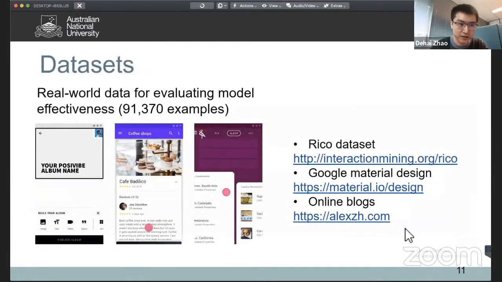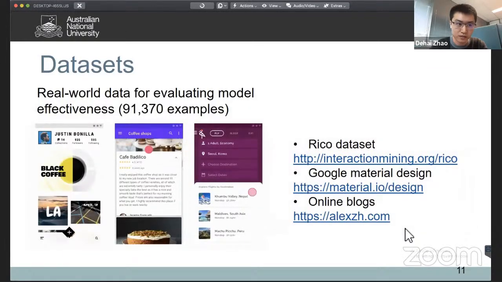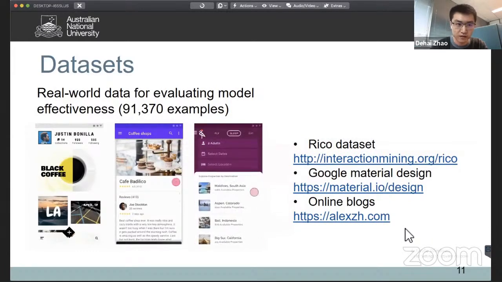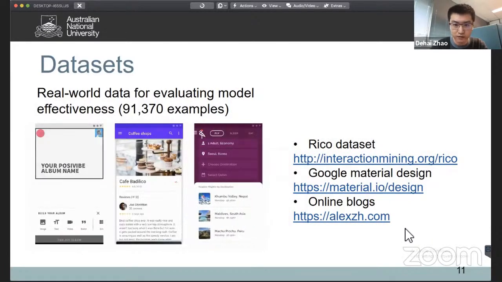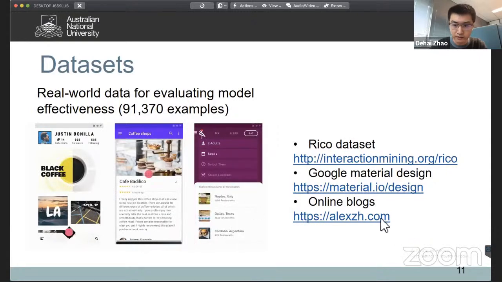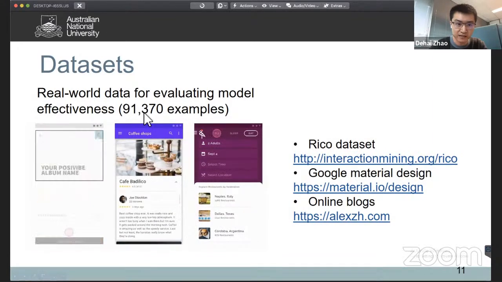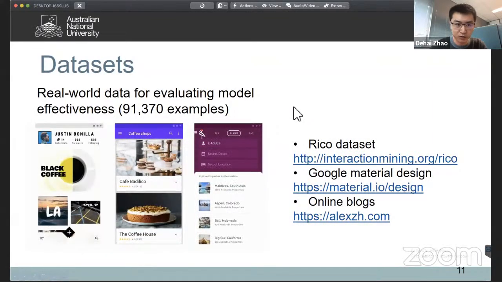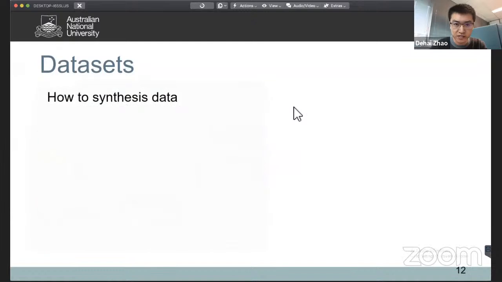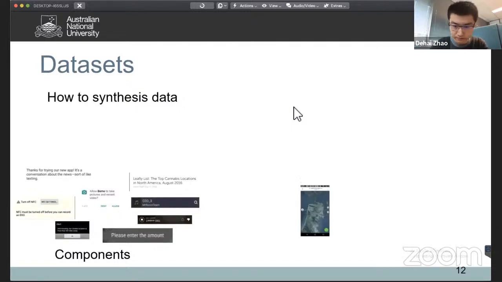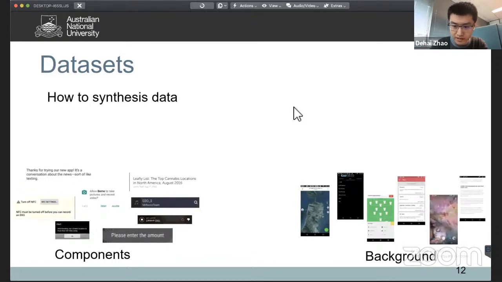We prepare two data sets for evaluating our work: a real-world data set and a synthetic data set. The real-world data set is from websites, such as the Gallery D.M. data set and online blogs. We finally collected over 90,000 examples for evaluating the model. And the synthetic data is generated manually to expand the data set for evaluation. We first collect components like pop-up windows and banners, and here is a background, that is a screenshot.